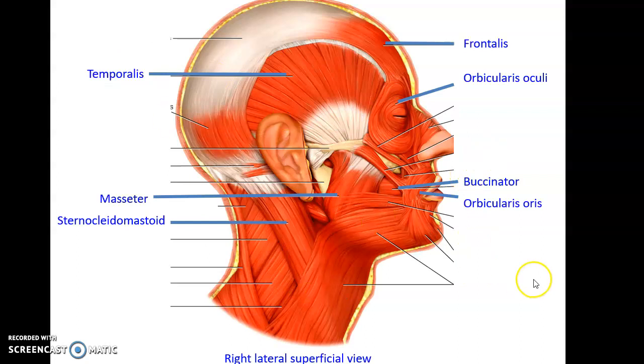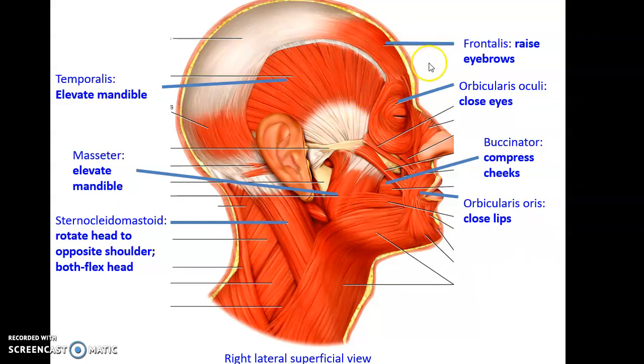So here is a lateral view now. Again, frontalis, in front of the frontal bone, temporalis near the temporal bone, orbicularis oculi around the eye, orbicularis oris around the mouth. Buccinator, a pretty deep muscle. Masseter on the lateral side, and sternocleidomastoid muscle on the lateral side of the neck.